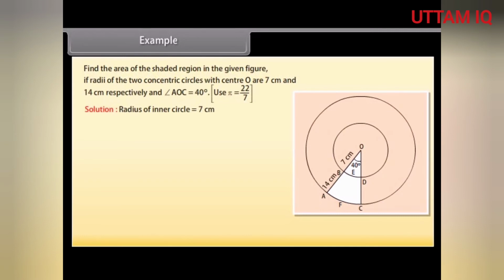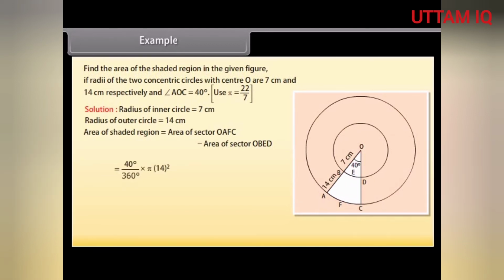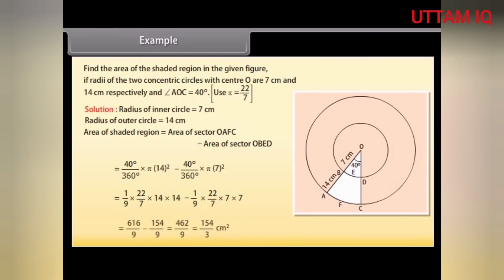Radius of inner circle equals 7 cm. Radius of outer circle equals 14 cm. Area of shaded region is equal to area of sector OAFC minus area of sector OBED, which is 40 degrees upon 360 degrees into pi into 14 square minus 40 degrees upon 360 degrees into pi into 7 square. Now by substitution and calculation of the values we get area of shaded region is 154 upon 3 centimeters square.